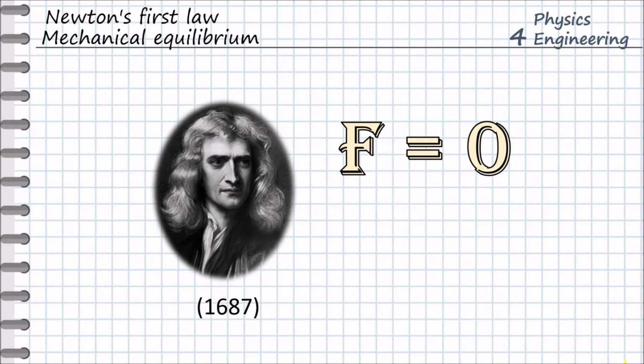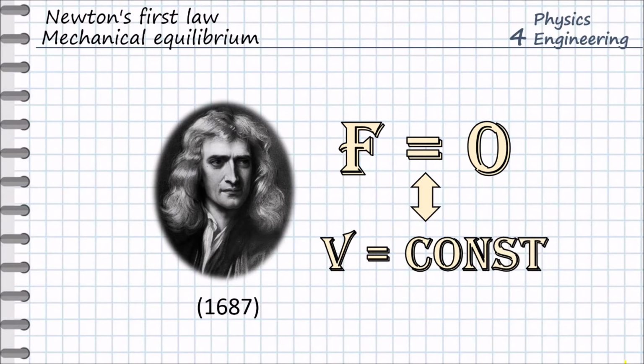Newton's first law states that if the net force is 0, then the velocity of the object is constant. Here the net force F is the vector sum of all forces acting on the object. Let us take some examples.